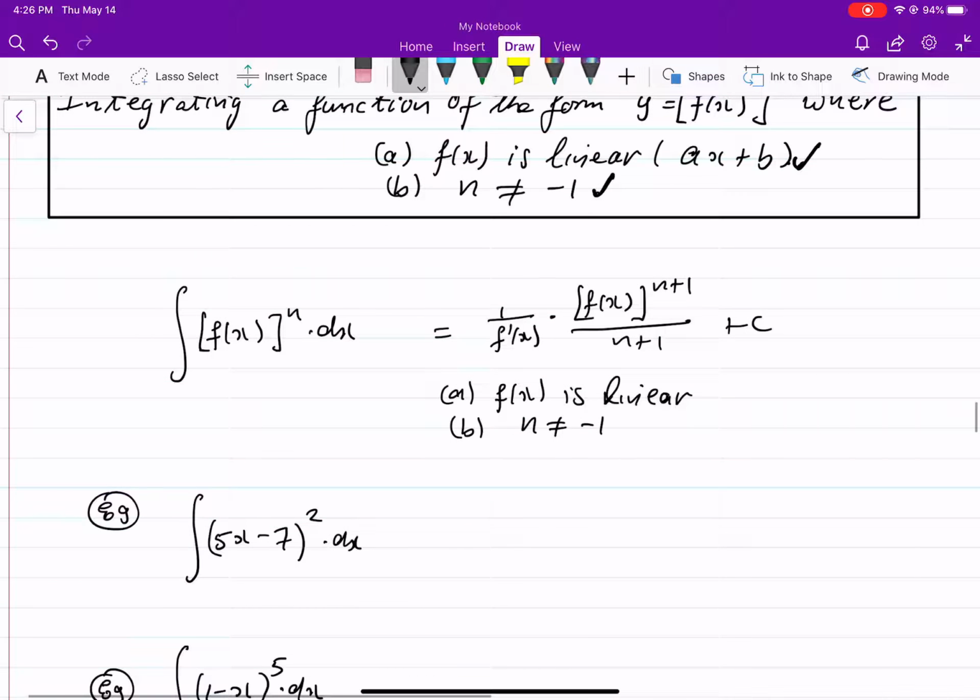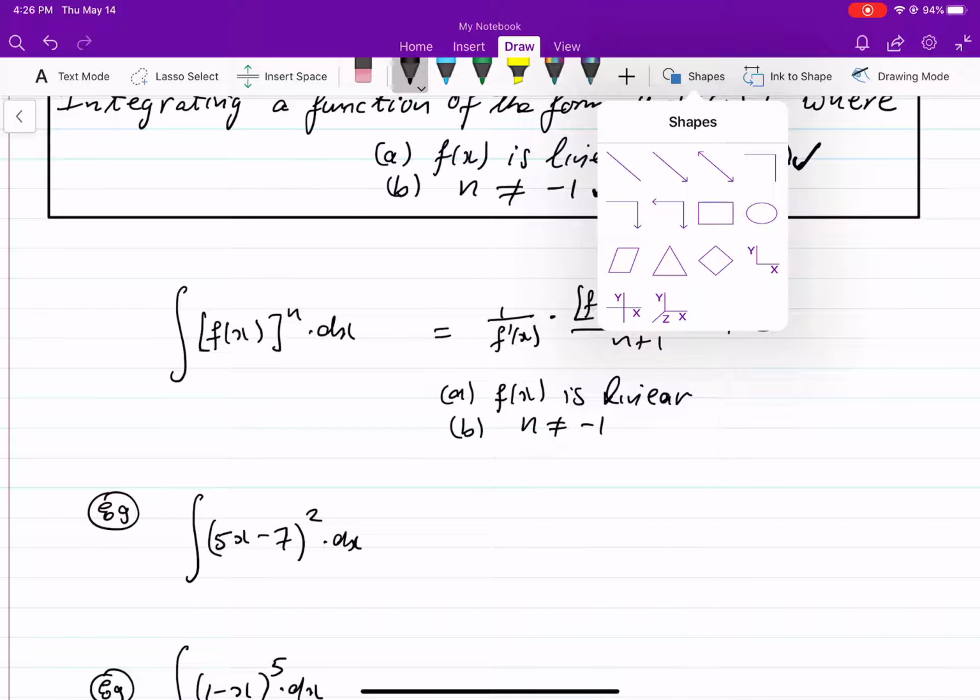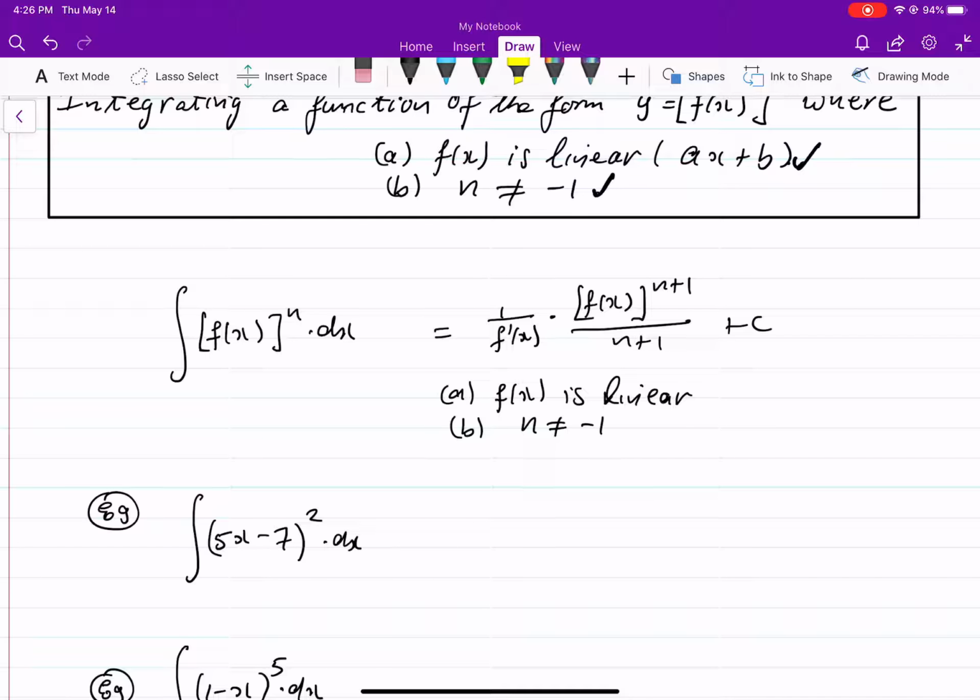I'll put this whole thing in a box because you need to learn it properly. All this. The whole thing.